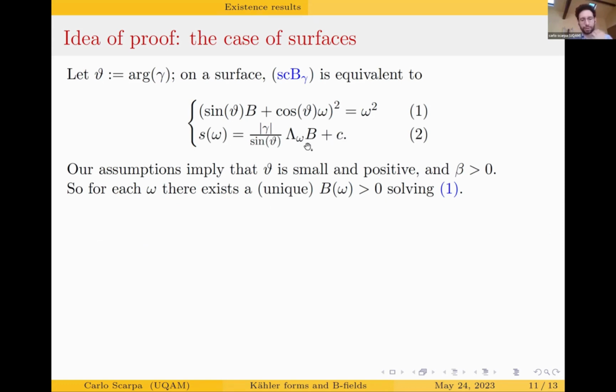Well, there is an important difference to the twisted cscK equation in that the B field will also depend on omega. So there aren't very many general results that can help you find a priori estimates for such a thing.